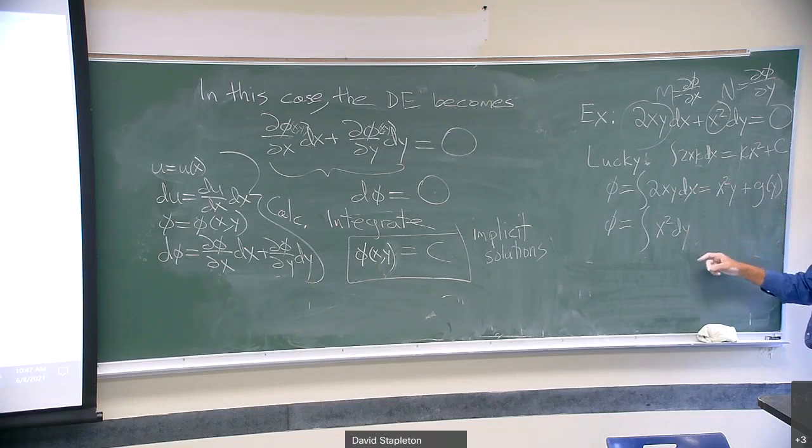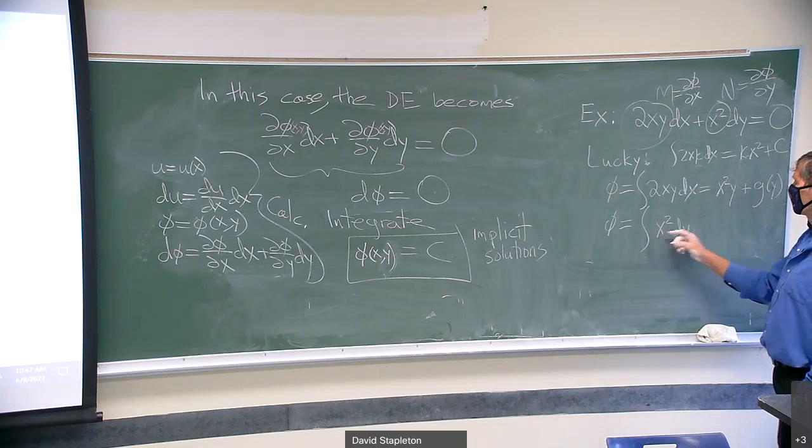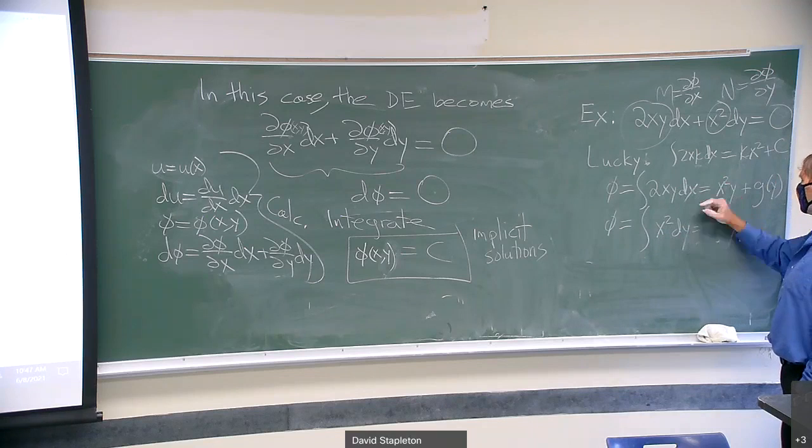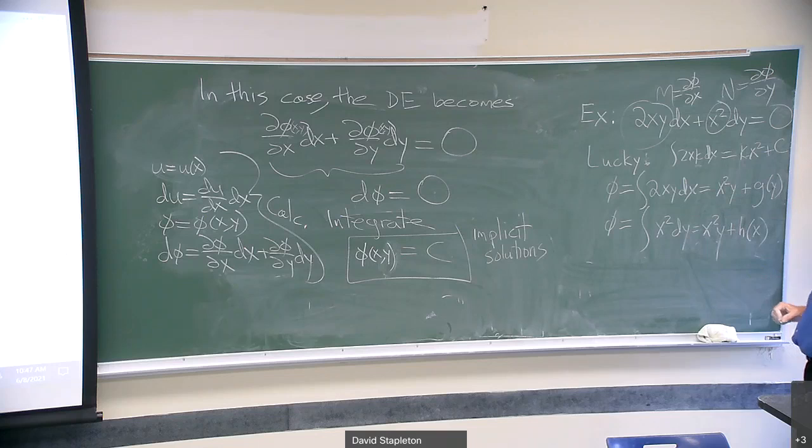And similarly over here, if I do this one, treating x as a constant, I'm pulling x squared out. This is just x squared times the integral of dy. The integral is x squared y, plus some function h of x. Oh, we got lucky. Look, it's the same function within these two things. g of y has to equal h of x.